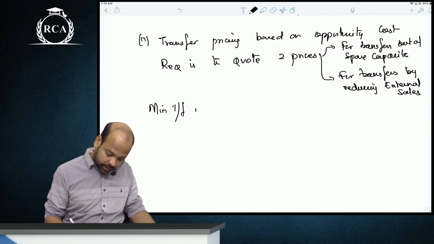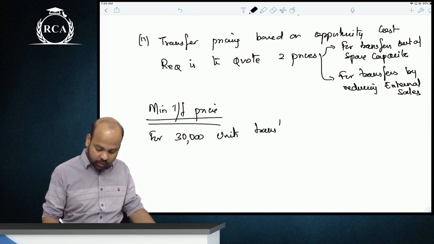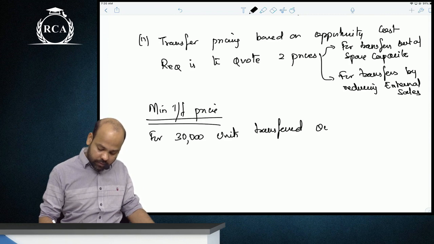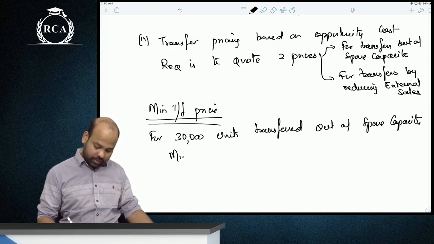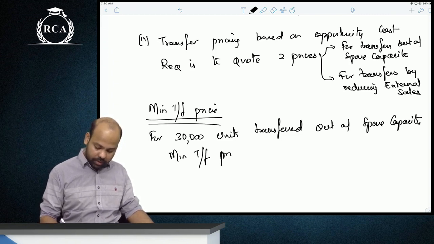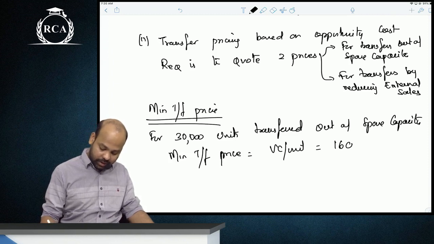Minimum transfer price, guys. For 30,000 units transferred using spare capacity, your minimum transfer price should be equal to variable cost per unit, guys, that is 1600.